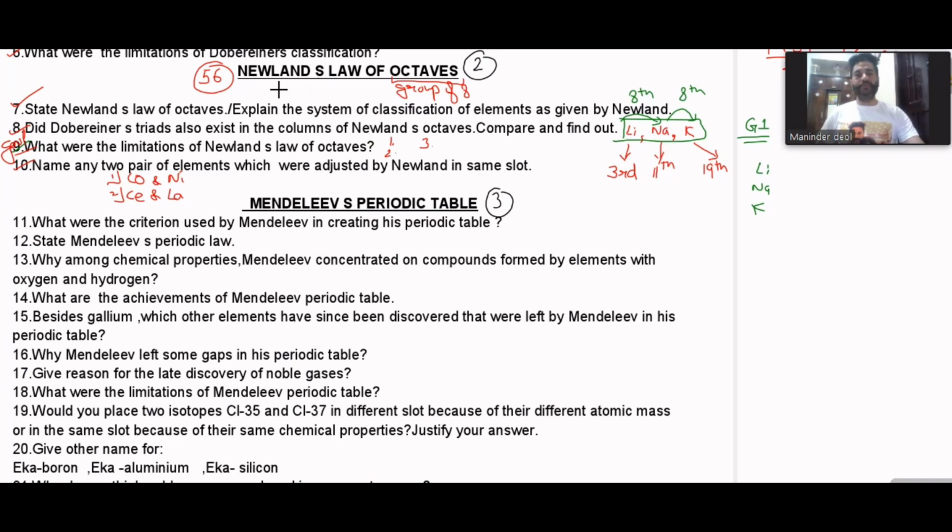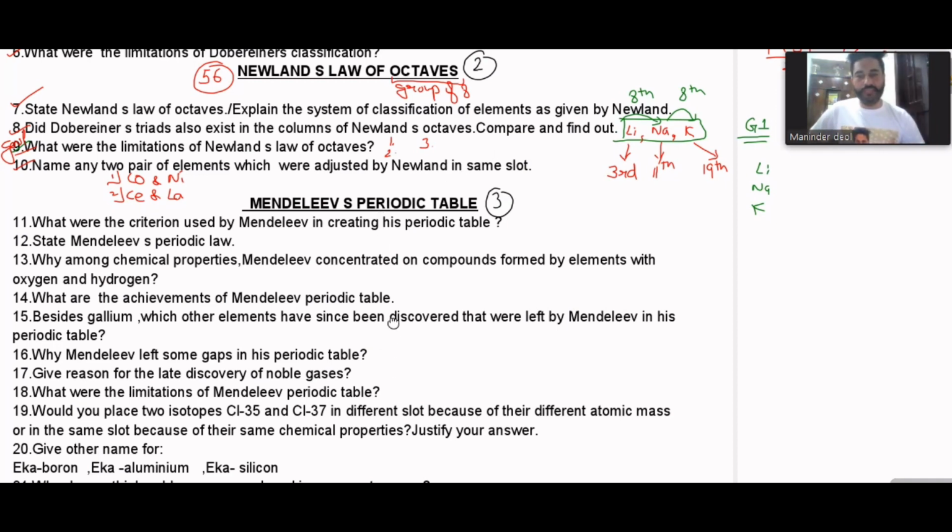Now, any problem in Newlands' law of octaves, his theory, his limitations and achievements? No, sir. You can say that he made his own Newlands' table in which he arranged the elements in increasing order of atomic mass such that the 8th element has a similar property to the first. So the 1st and 8th elements come in the same group. In total, he made 7 groups.